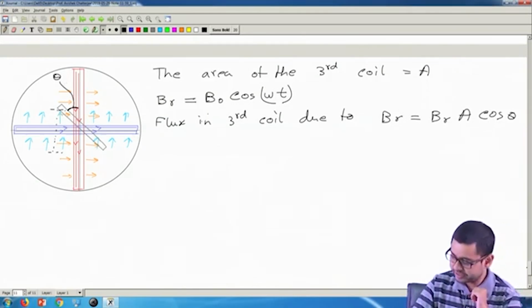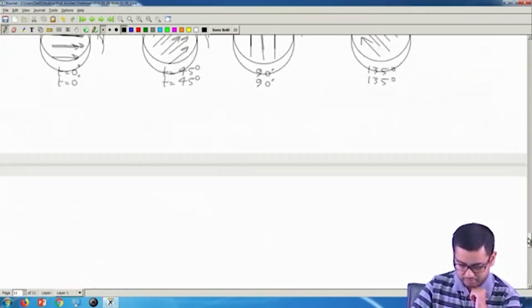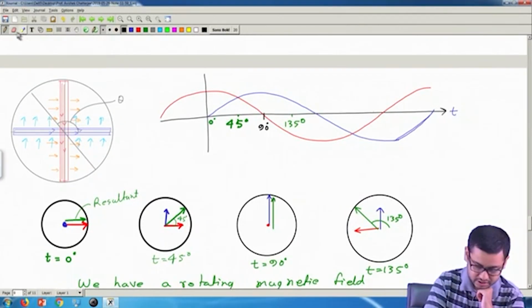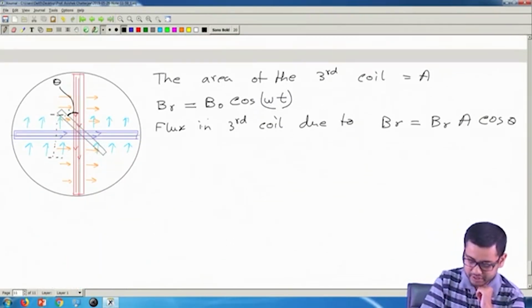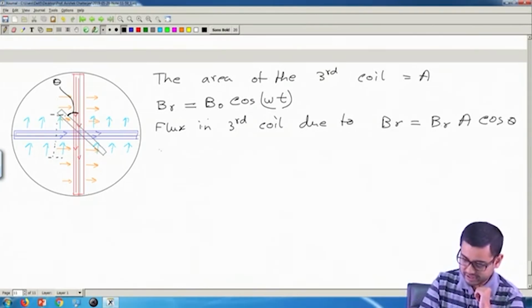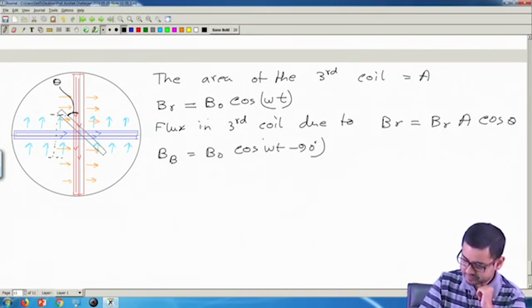Okay, instead of measuring from here, let me measure only from the vertical axis. So this angle is theta. So clearly, if theta is 0, then the projected area is the same as A, and maximum flux goes. So this is this. Now similarly, we have BB equal to B0 cos(omega t minus 90 degree).